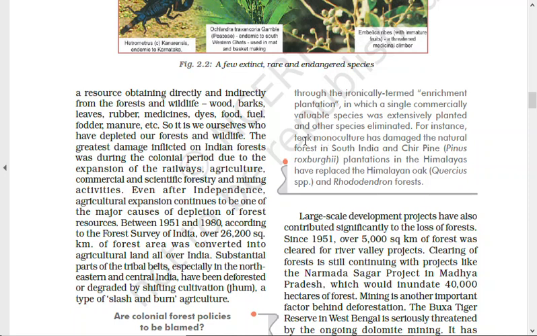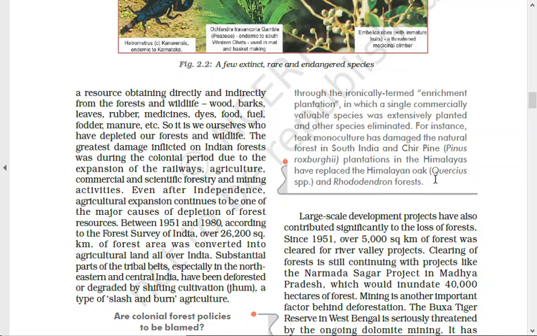For instance, teak monoculture has damaged the natural forest in South India, and chir pine, Pinus roxburghii, plantations in the Himalayas have replaced the Himalayan oak, right? Okay, so this is the scientific forestry. That means for shipbuilding, for durable material or wood, they cut other plants like mahua, peepal, neem, and all these things. They cut the bushes and all, and they planted only one kind of tree, right? And because of that, of course, this happened.